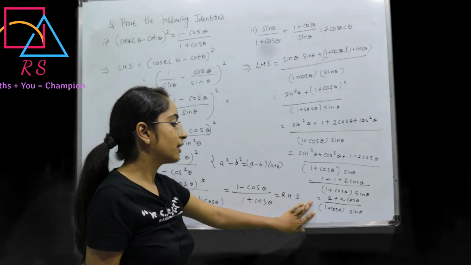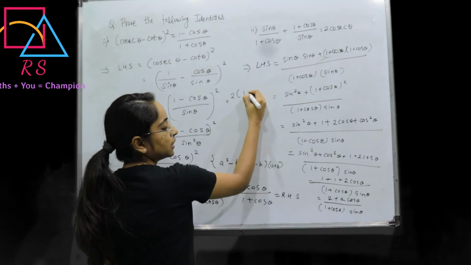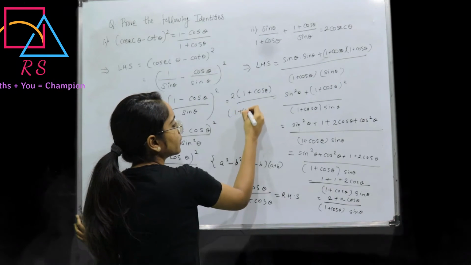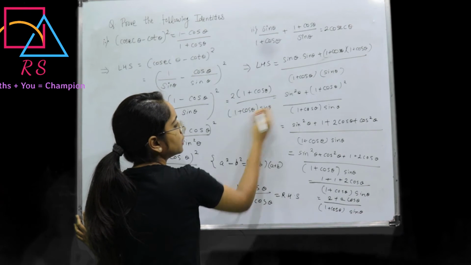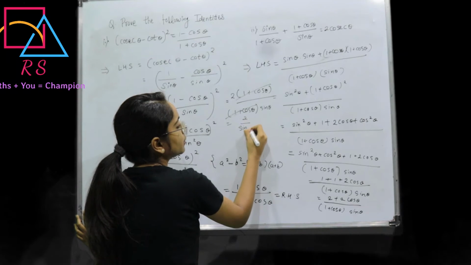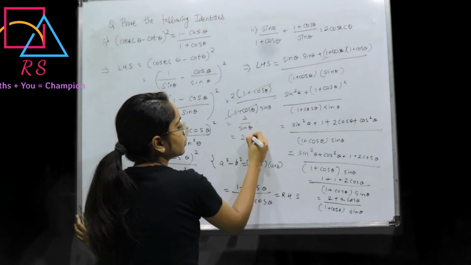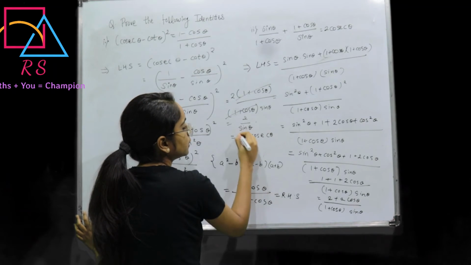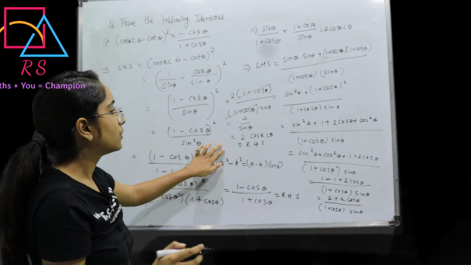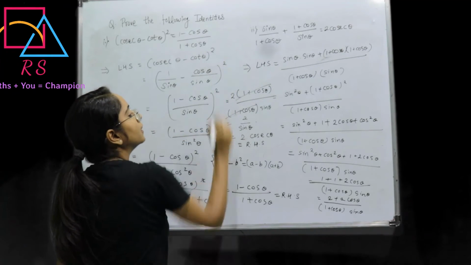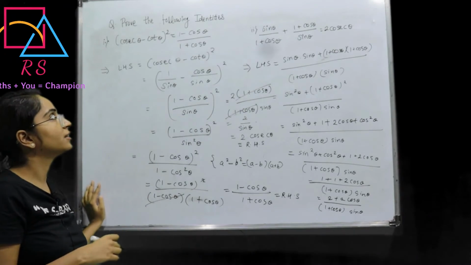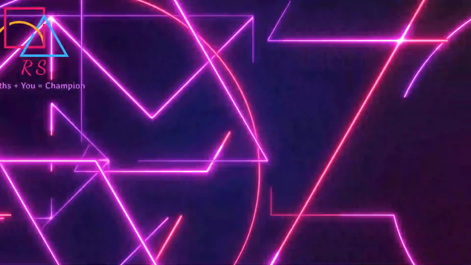So here 2 we can take common from the numerator, and 1 plus cos theta will be remaining, upon denominator 1 plus cos theta and sin theta. So both 1 plus cos theta will get cancelled, and I will get remaining part as 2 upon sin theta, which can also be written as 2 cosec theta. Thus we get the RHS. So you will see that you have got the required result, LHS is equal to RHS. So thus we have proved the following identity.